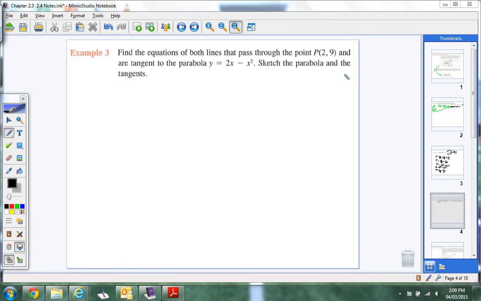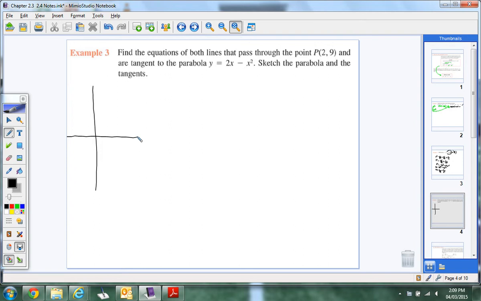All right. So find the equation of both lines that pass through the point 2, 9 and are tangent to the parabola y equals 2x minus x squared. Sketch the parabola and the tangents. Oh, I got it. Okay, never mind. My picture is wrong. So what this looks like is we have a parabola. So sorry, I'm getting ahead of myself.